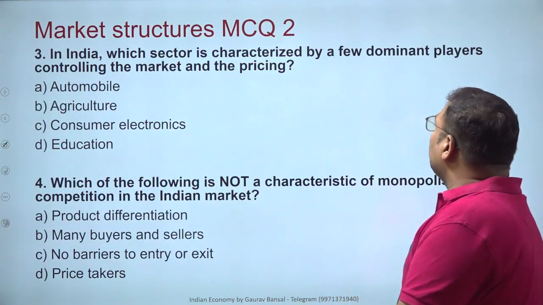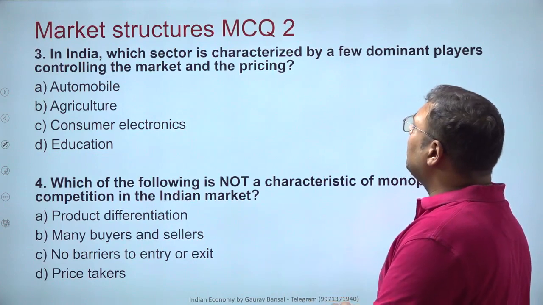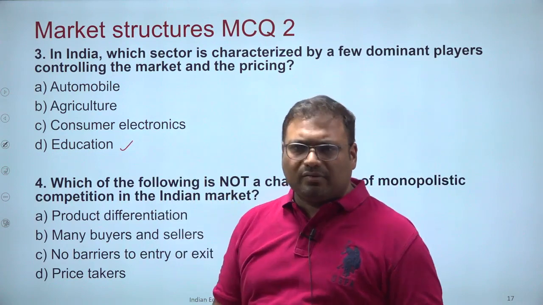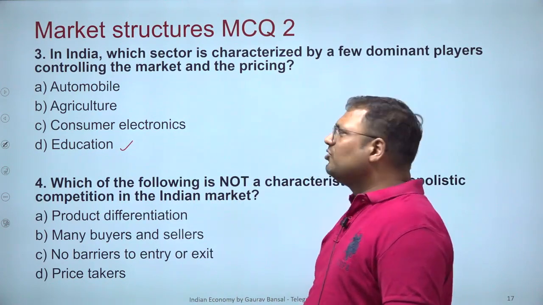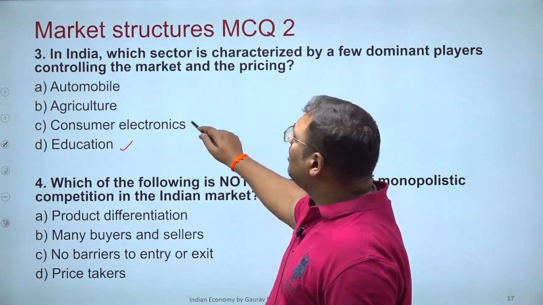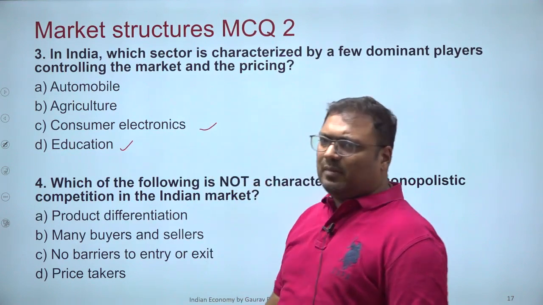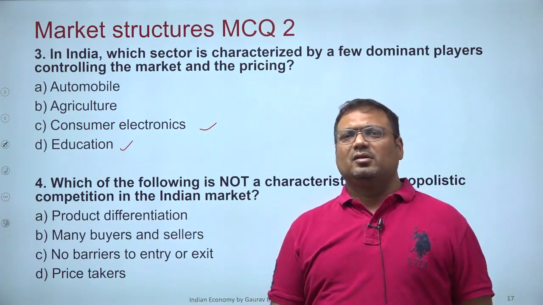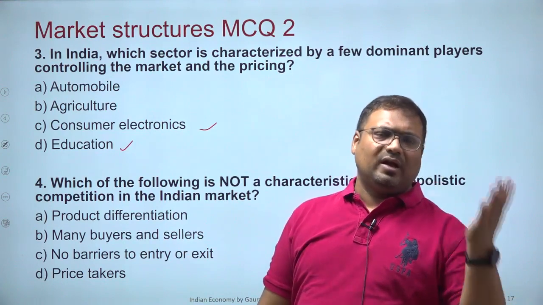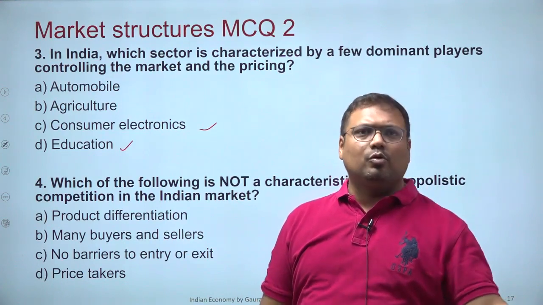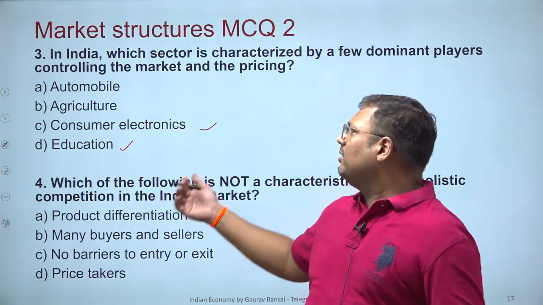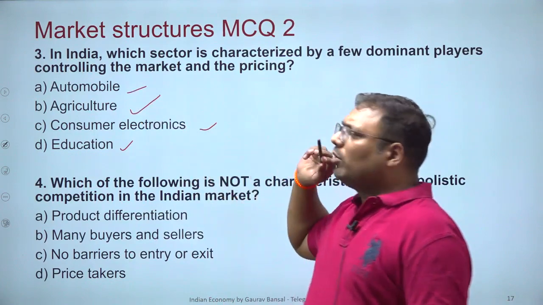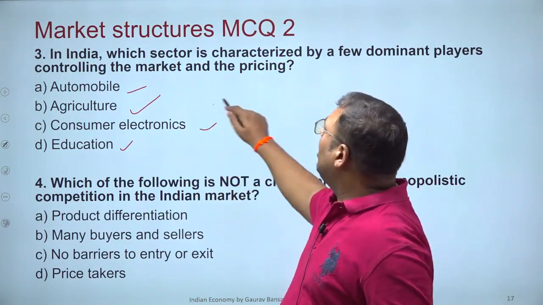In India, which sector is characterized by few dominant players controlling the market and the pricing? Okay, look at this. Education, lot of players. Government, private sector, lot of charitable institutions, lot of competition. Consumer electronics, lot of competition. You want to buy a charger, headphone, radio, speaker, there are just thousands of brands. Agriculture, millions of people. Automobile, in automobile production there are relatively fewer companies compared to the other three.